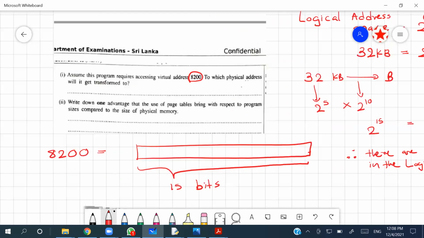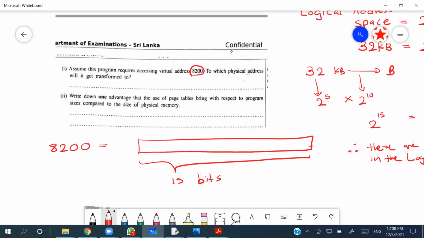Now try to represent 8200. Why are we trying to represent 8200? The question asks, what is the virtual address 8200 converted into when it goes to the physical memory? So you try to represent 8200 using 15 bits. Then you have to calculate how much is there for the offset. Then you divide the offset and the page number. Then when you know the page number, you can figure out what frame number you are going to receive.